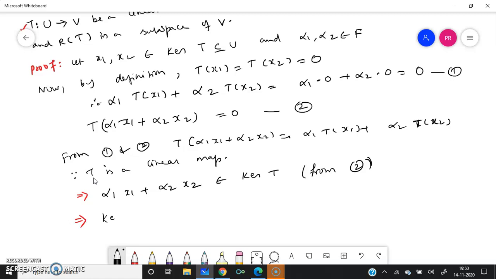This is how vector addition and scalar multiplication are defined for a subspace. In order to prove kernel of T is a subspace, we have to prove that vector addition and scalar multiplication hold. That is what we have proved in equation 3. So equation 3 says that vector addition and scalar multiplication exist. From the property of subspace, we get that kernel of T is a subspace of U.